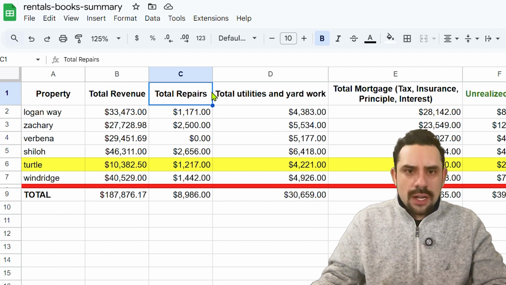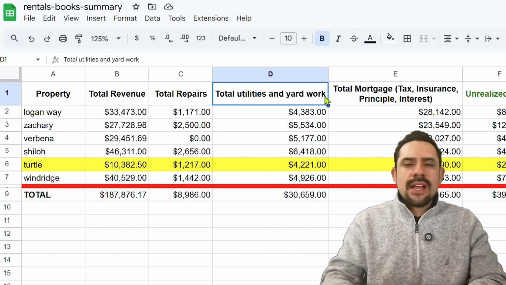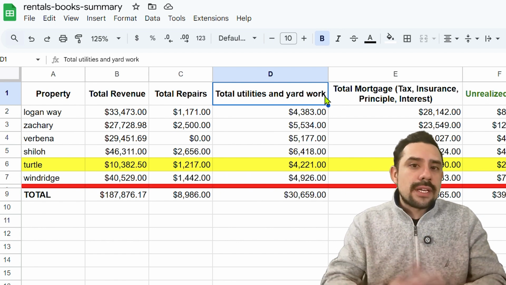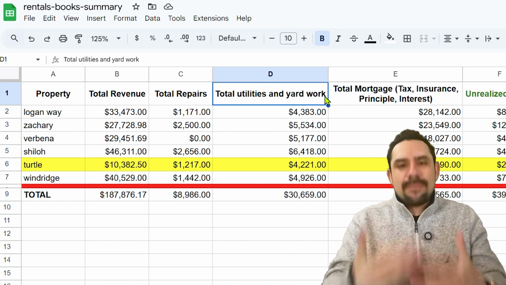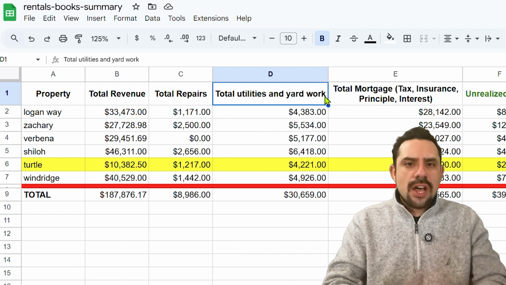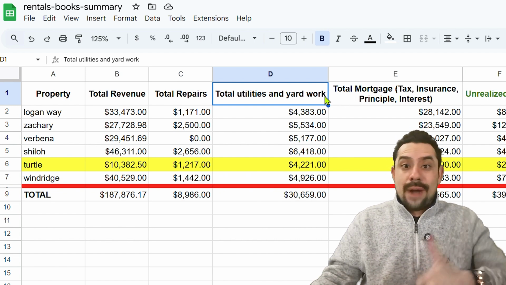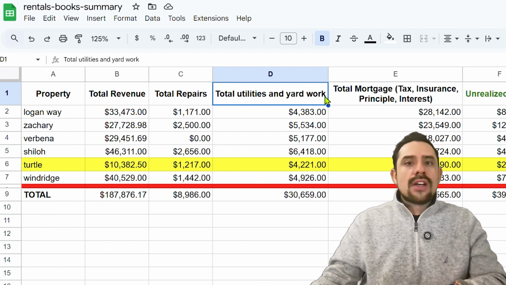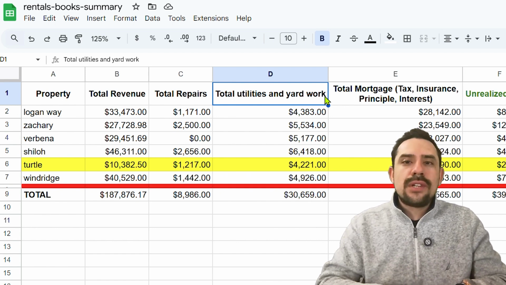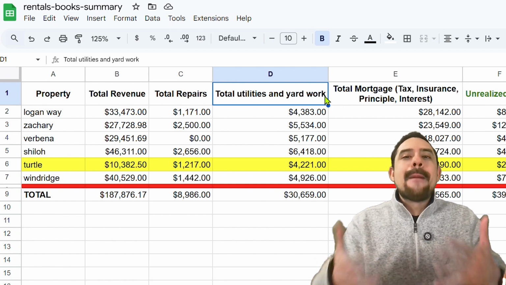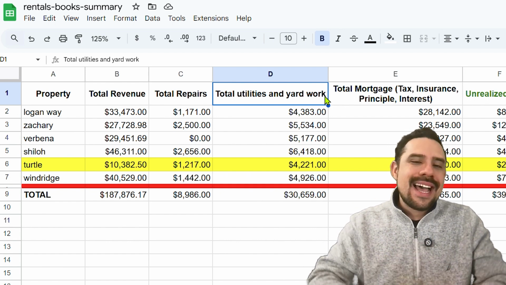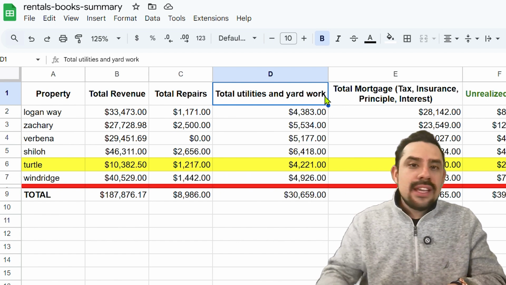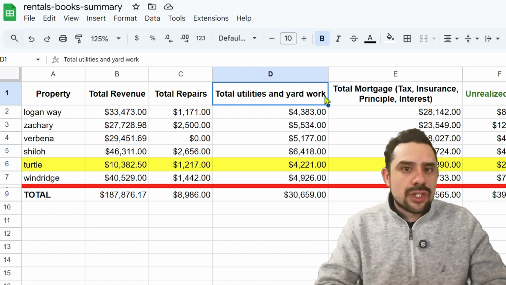On to the next column, utilities and yard work. Nothing much to say here besides these tend to be very similar across properties. Of course, there are exceptions if a home is larger than others, or if the renters crank up the heat or the AC very high. The lowest cost at $4,221 is, to no surprise, my current place of residence. I tend to be very utility conscious, and thankfully, so is my renter in the finished in-law suite.